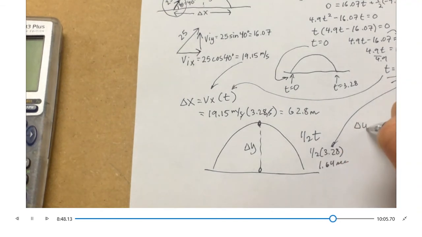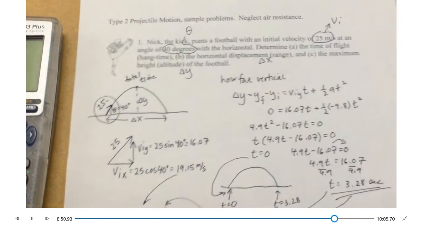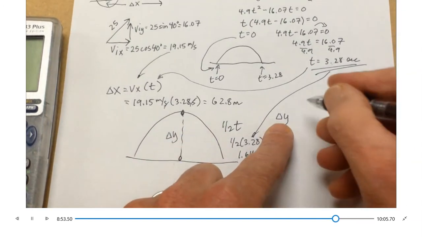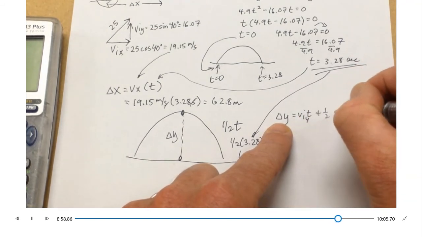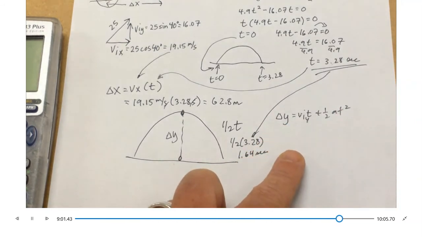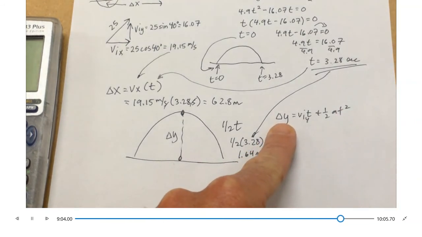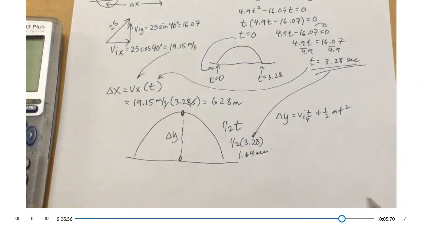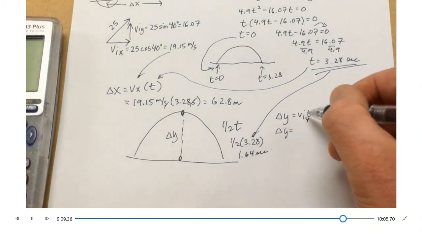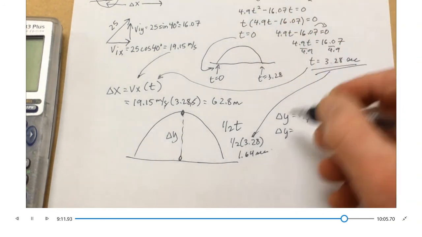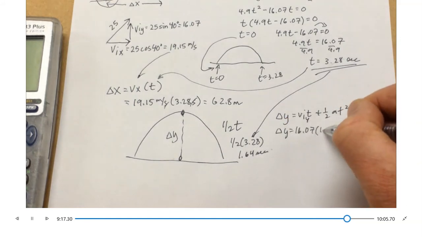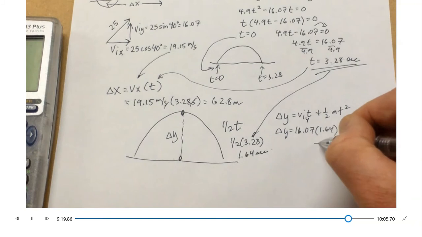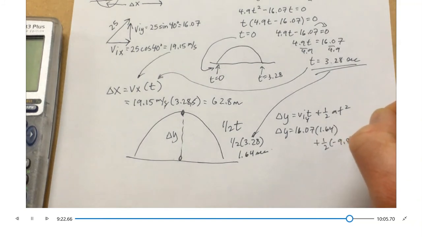So we rewrite our how far equation, right? Our vertical equation, delta y equals VIY t, that's in the y direction, plus 1/2 a t squared. Again, that's our how far equation. We'd like to now solve this for delta y, right? That's the maximum altitude. So we need our VIY, which we said was 16.07. We'll put in 1.64. We'll take plus 1/2 times negative 9.8 times our 1.64 squared.